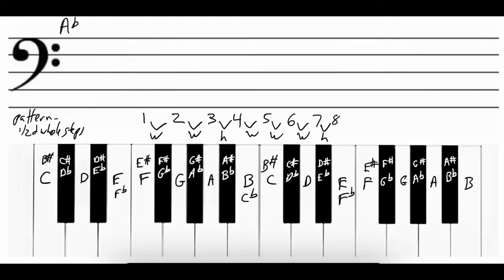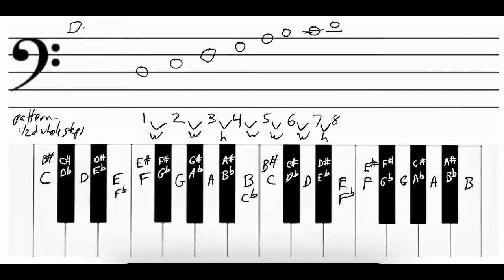Our second example will be the key of D. We start by writing a D. We know we have to have every letter name, so there's our E, there's our F, there's our G, there's our A, there's our B, here's a C, and D.